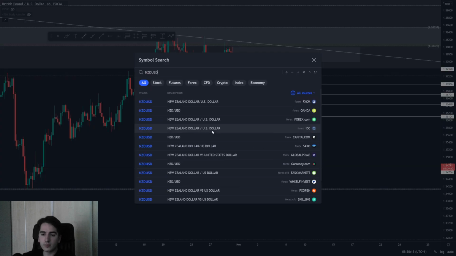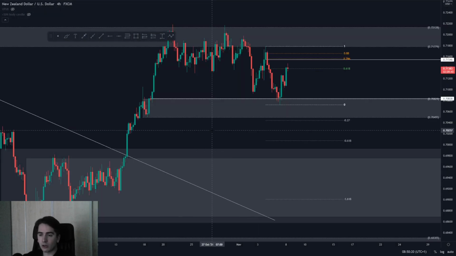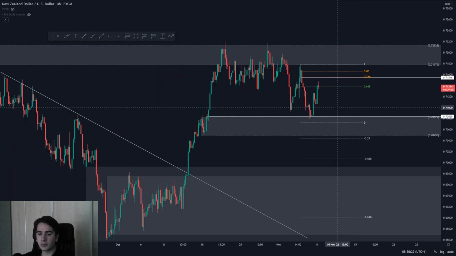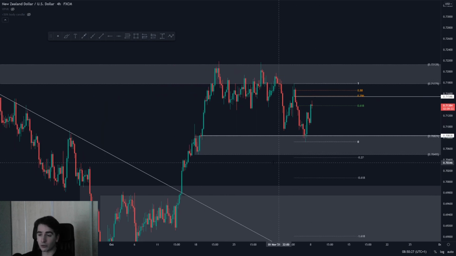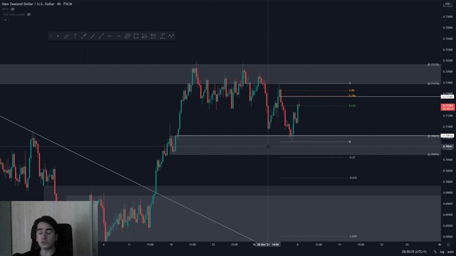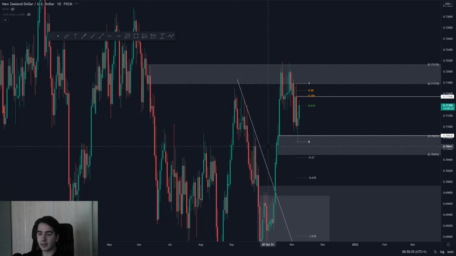Let's head over to Kiwi Dollar. And Kiwi Dollar, so currently looking for Kiwi Dollar shorts. Kiwi Dollar has been playing out beautifully, called this level as well all week last week for a potential reversal back up. So make sure to use these analysis, guys, because you can really make some good percentages by using my analysis on a daily basis.